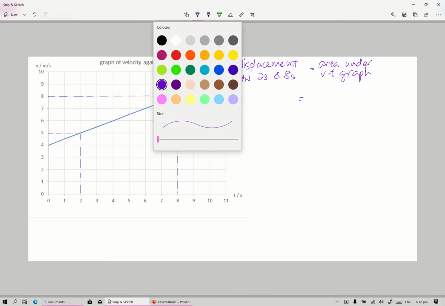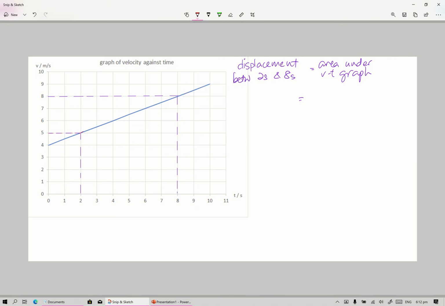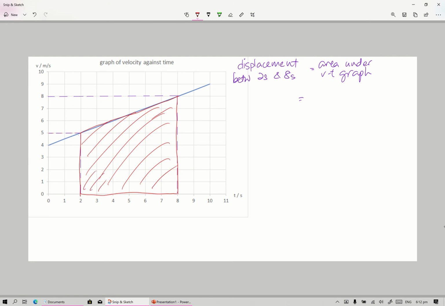So the area we are interested in is this one. This is the area that we are keen on. Right? The area under the VT graph is between this graph and the time axis. You can see I drew a thick red line there, between this graph and the time axis. Right, the area between these two lines.